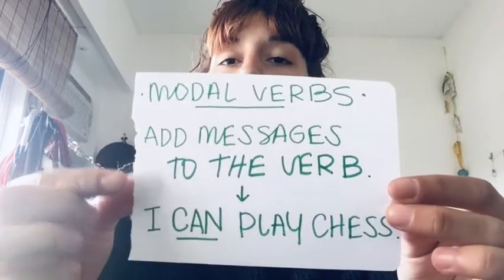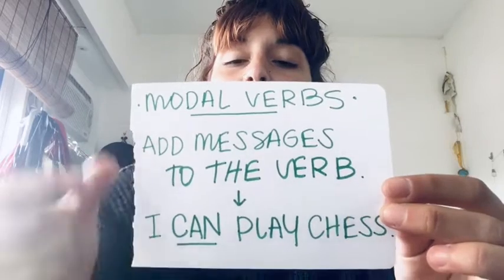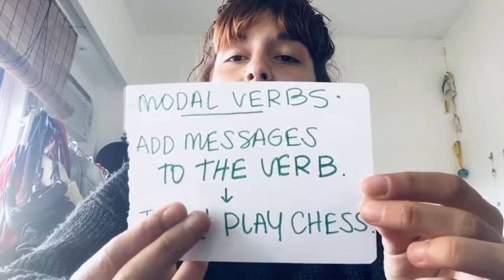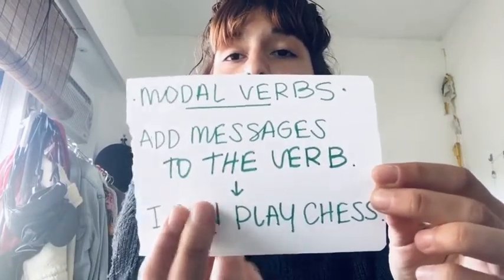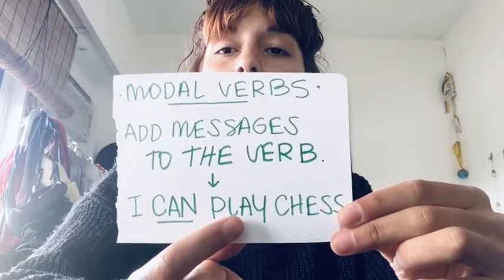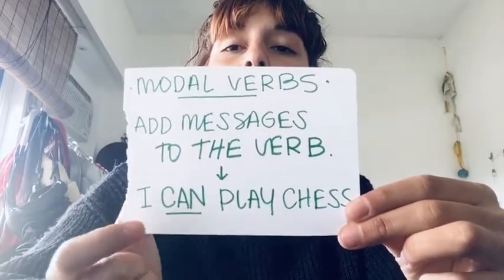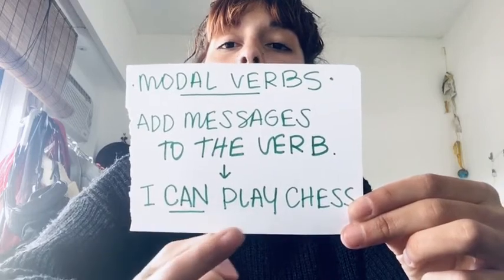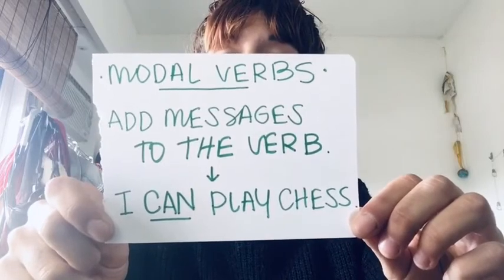Modal verbs add a message to the verb, and I wrote an example here. I can play chess. In this sentence, the modal verb is can. If can isn't there, the sentence says, I play chess. That is an everyday action, there is nothing special about it. But when I add can before the verb, al poner can adelante del verbo, I am not only talking about the action, but I am saying that I have the ability of playing. Can is a modal verb that brings the message of ability. So, if I say I can play, I am talking about something I am able to do, algo que soy capaz de hacer, que puedo hacer. Can viene a traer el mensaje de habilidad.